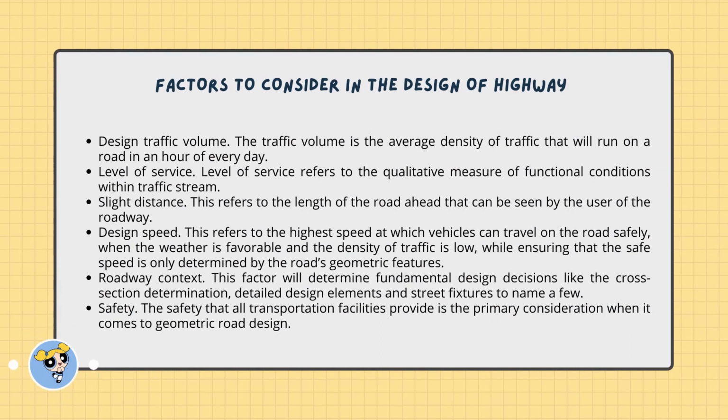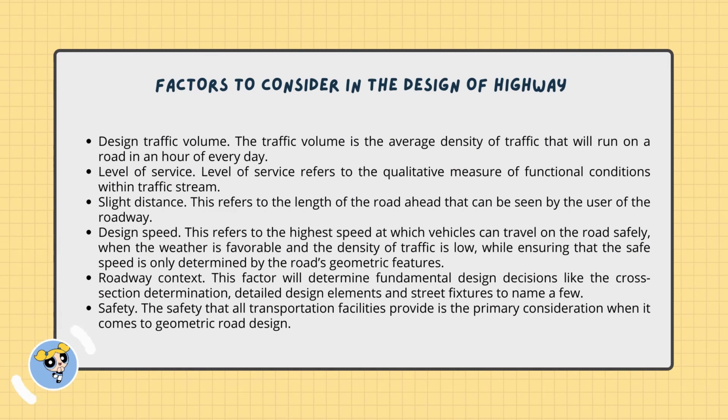Factors to consider in design of highway. Highway geometric design refers to the study and calculations done by engineers when it comes to roadways. This is done to guarantee that the highway is designed to meet the topography of a specific location while also ensuring service, performance, and safety. There are various factors that must be considered when designing a roadway, including design traffic volume. The traffic volume is the average density of traffic that will run on a road in an hour of every day. With the help of these volumes, service flow rate and other calculations will help determine how the road should be constructed.